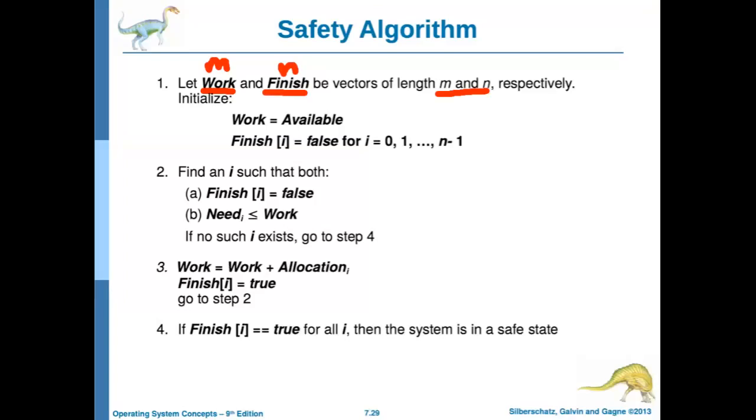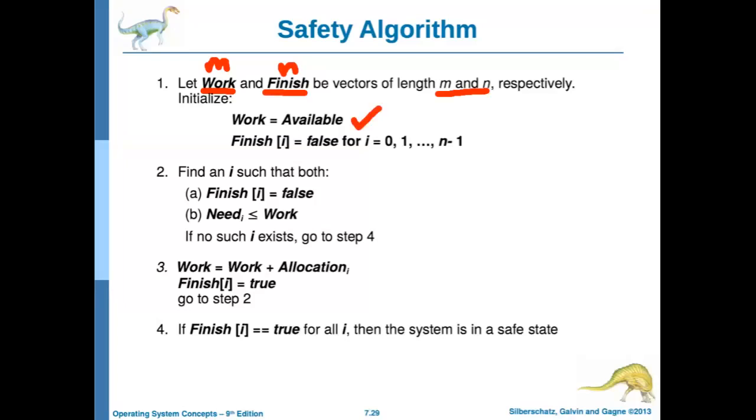That is the reason I mentioned i, j and m, n. Whenever it is i, it is process. Whenever it is n, it is process. Whenever it is j, it is resource type. Whenever it is m, it is resource type. So work and finish are two vectors. Work is equal to available. So whatever number of resources for each resource type are right now available will be copied to the vector work.